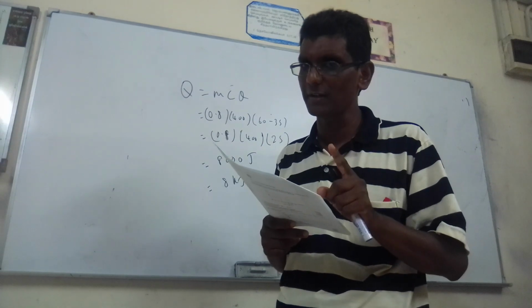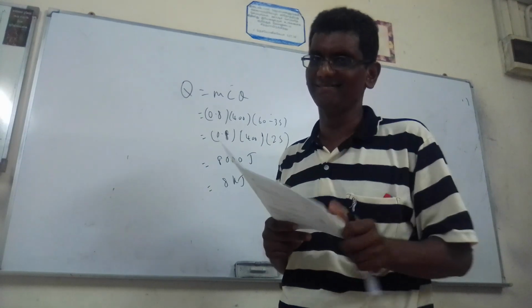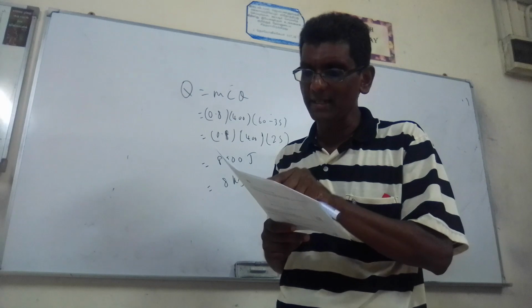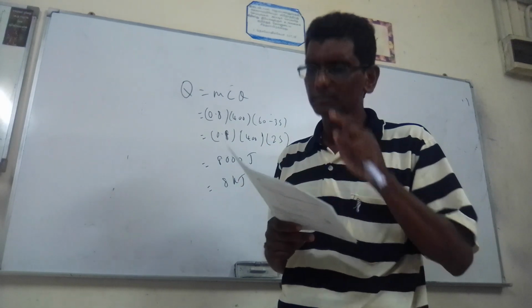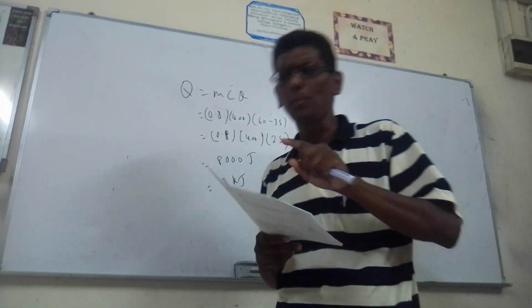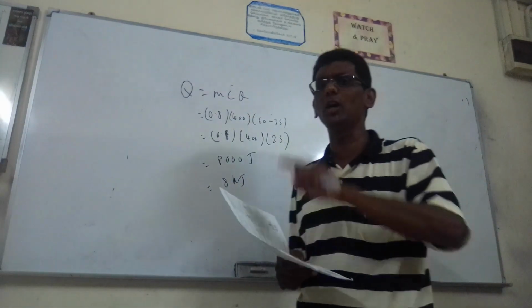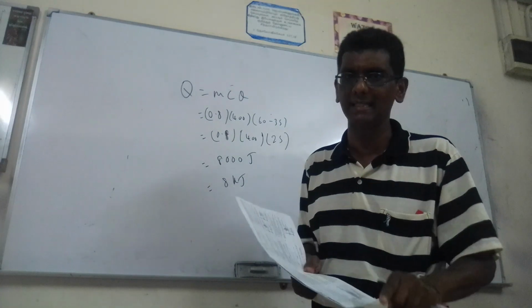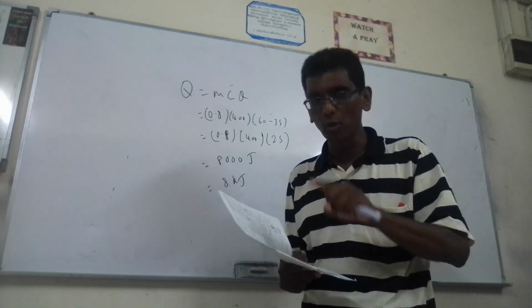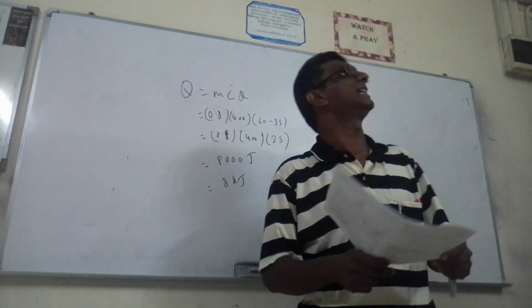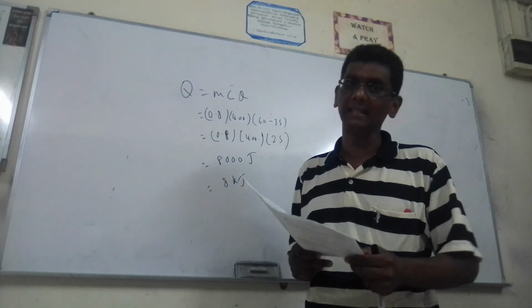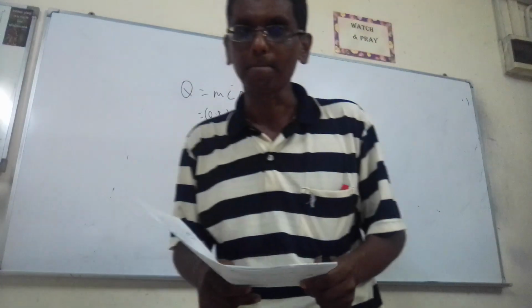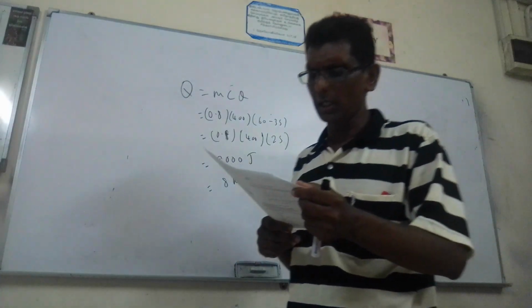What is the difference? Aluminium is a metal. Ice, water and ethanol are not metals. Metals normally have a low specific heat capacity. So aluminium is the answer. Okay, next question.